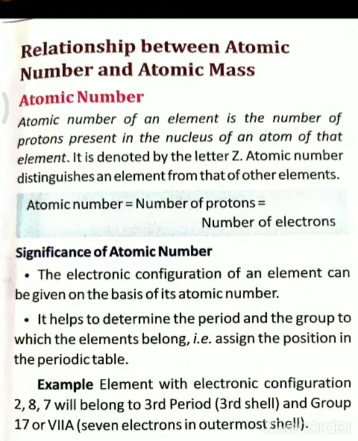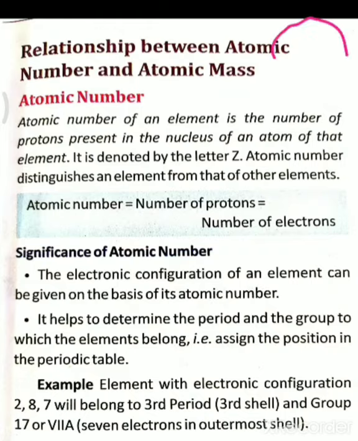In this video we are going to discuss the relationship between atomic number and atomic mass. So let's first understand the atomic number. What is atomic number? Atomic number is the number of protons present in the nucleus of an atom of that element.